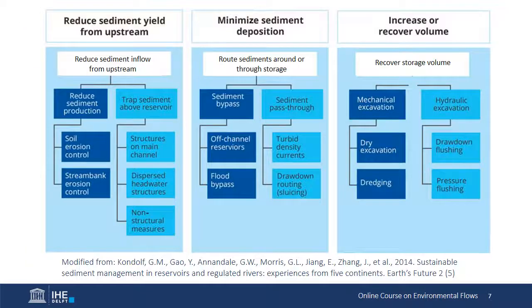Along with the maintenance of downstream flow regimes, best practice in river management requires maintaining sediment regimes. You learned the importance of this in past units. Condolf and others in 2014 distinguished among three broad categories of methods. First are those that reduce sediment yield from upstream, ideally by reducing sediment production at its source and conserving upstream soils, but also by implementing measures to trap sediment above the reservoir. This helps to avoid losses in reservoir function, but it does little to address downstream impacts.